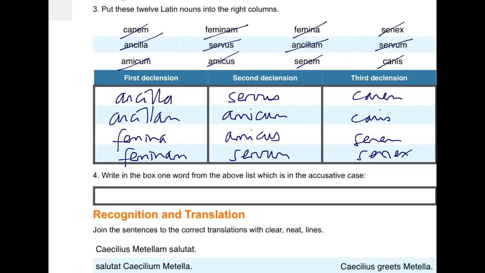And finally, I sneaked in a little revision question here. Which ones of these words are accusative? Now from stage 2 you ought to have remembered that the M on the end is a sign of the accusative case. So let's just take any one of these. Let's take this one and write amicum there. Okay.